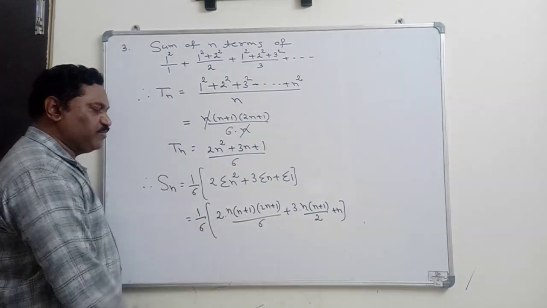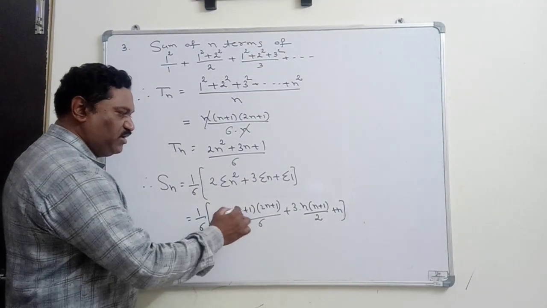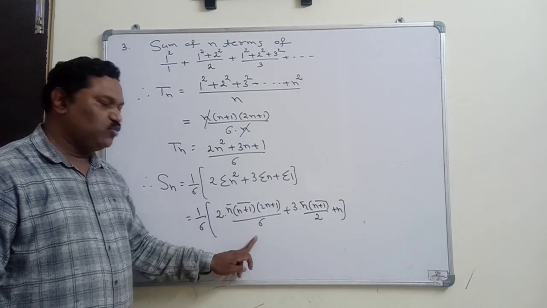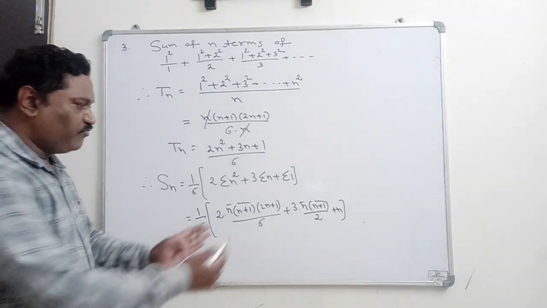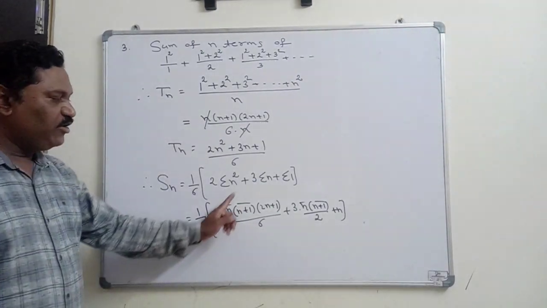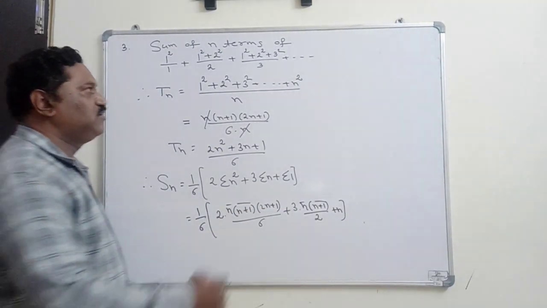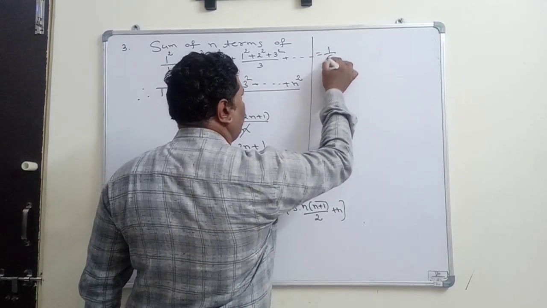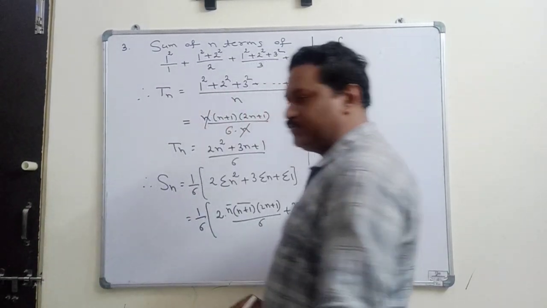From these 2 terms we can observe that n into n plus 1 is there, and in the denominator also there is a 2, I can take it as a common. So from the first 2 terms I will take n into n plus 1 by 2 as a common. So I will write that here, which is 1 by 6 into, open the bracket.